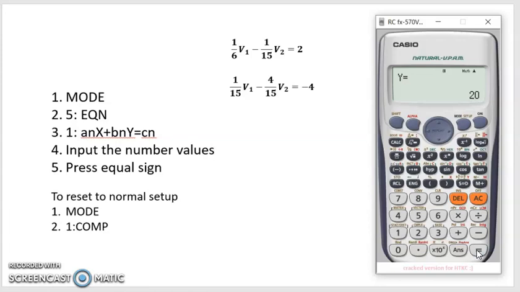Then if you want to reset your calculators back to normal, you'll just have to press mode, then option number 1. Then your calculators will be back to your old setup. So this is how you use your calculators in solving systems of equations like what we did in the example.